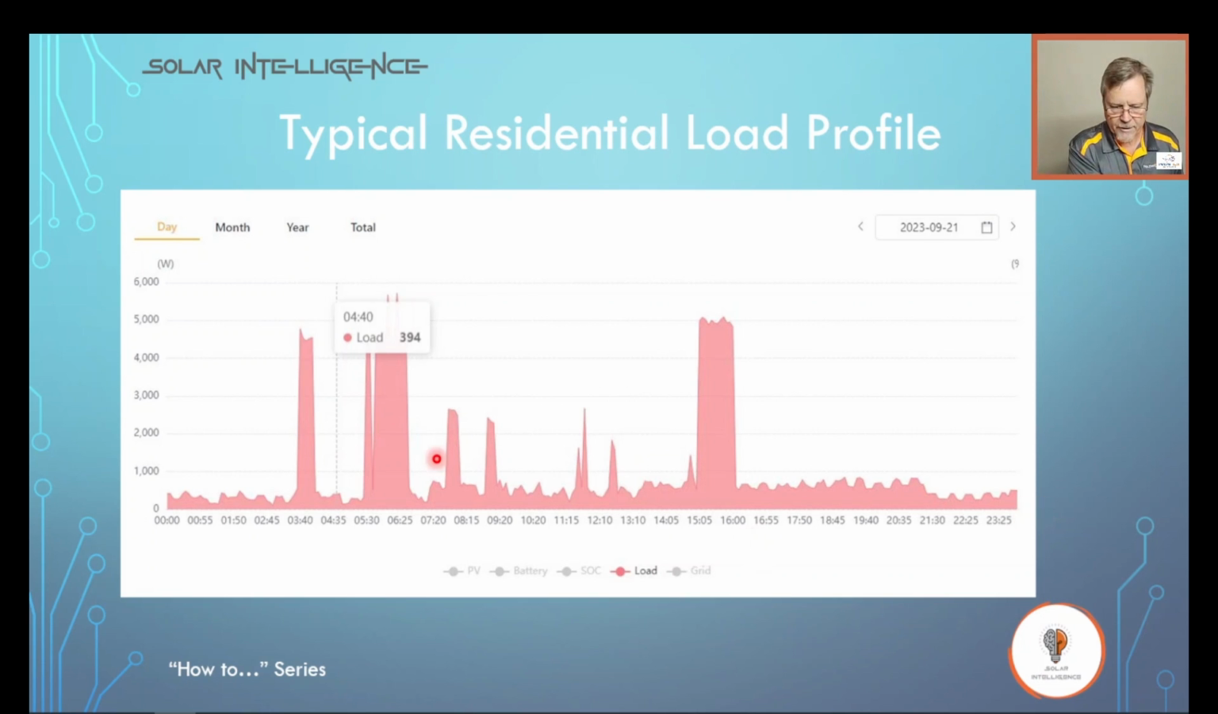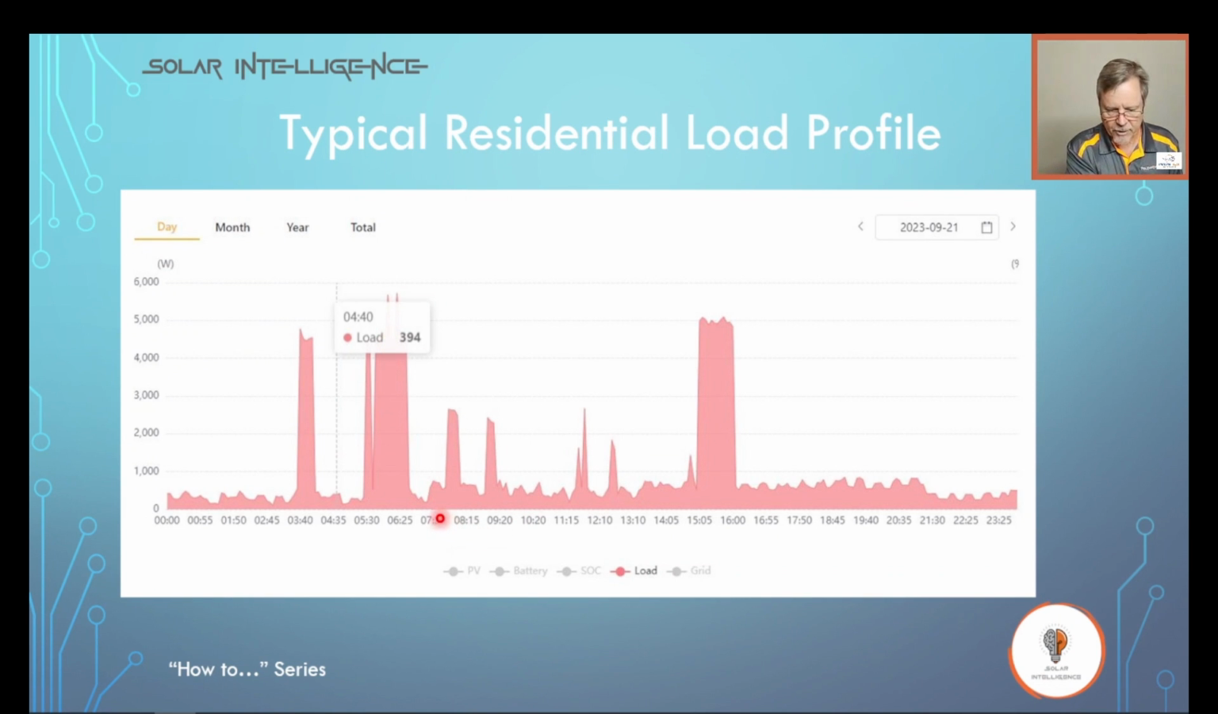As you can see, around about 3:40 in the morning, there's a big load coming on of around 4 kilowatts. That's typically the geyser coming on, heating the water for when the people wake up in the morning so that they've got hot water. And here at 5:30, you can see quite a bit of energy consumption, more than the geyser's power. That's obviously the kettle and the toaster and whatever else the people use to prepare their breakfast.